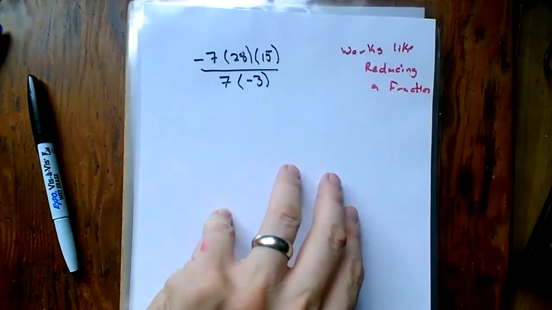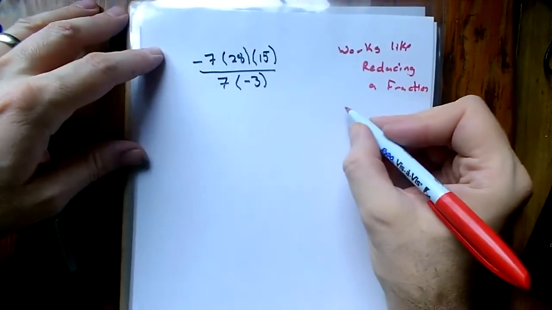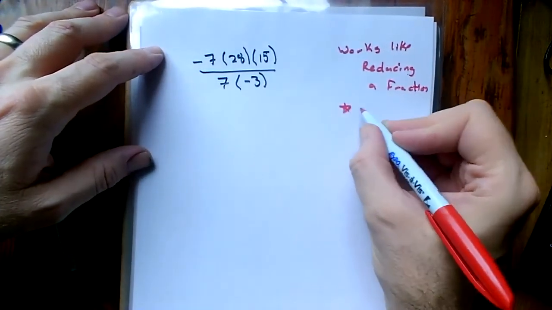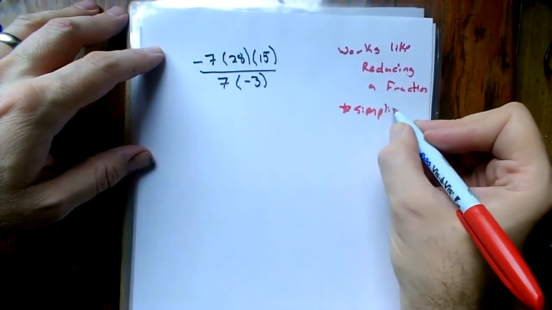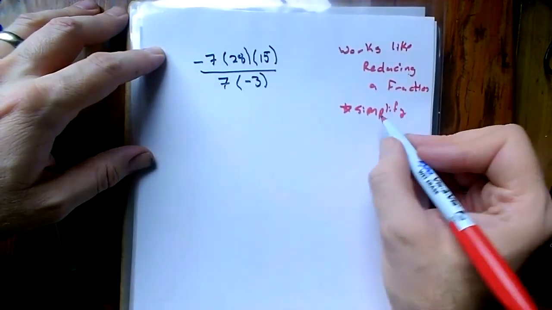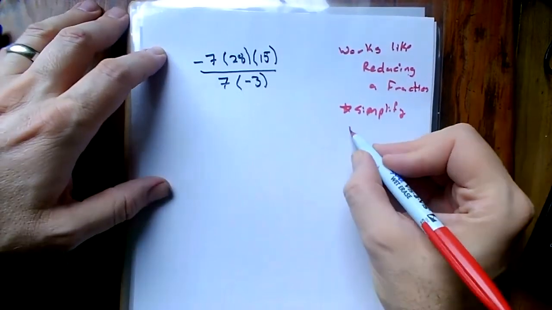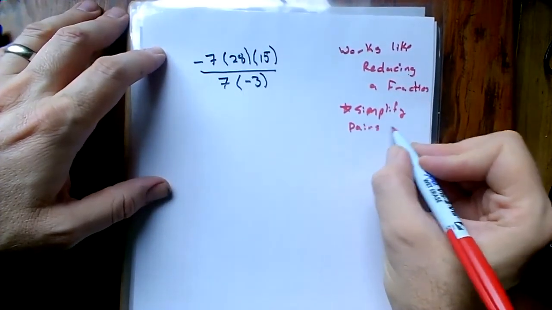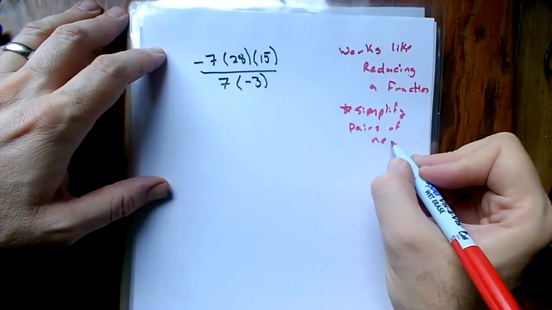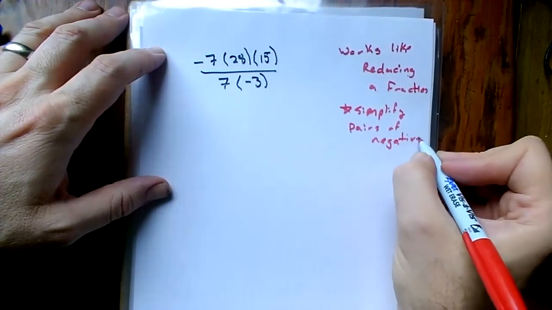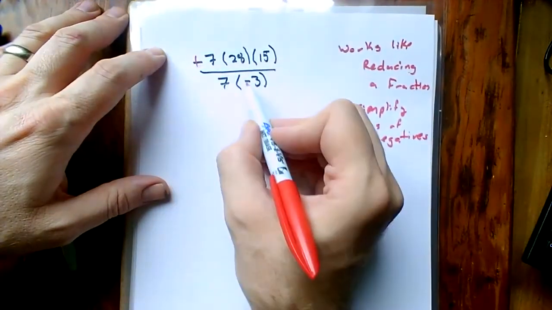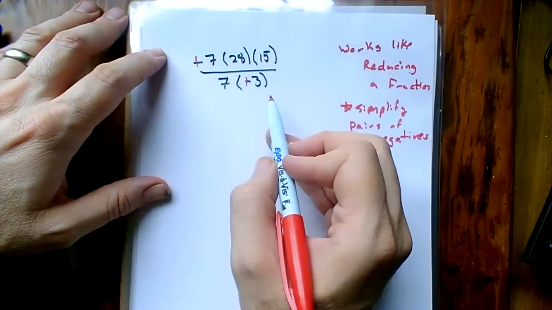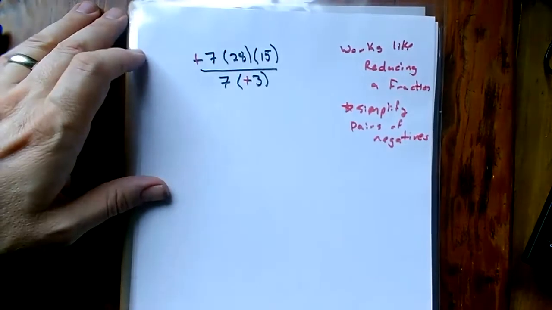One of the things that I like to do here is simplify pairs. By simplify, I mean just eliminate pairs of negatives. So I have a negative here and a negative here. I can just eliminate those. Negative divided by negative will make a positive.